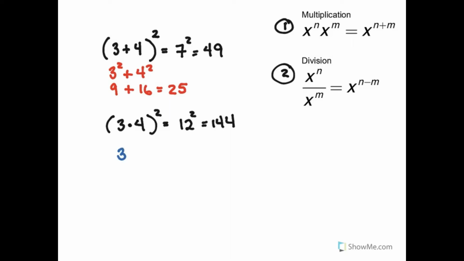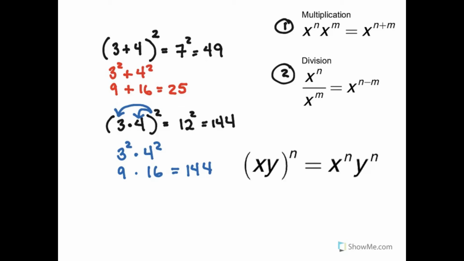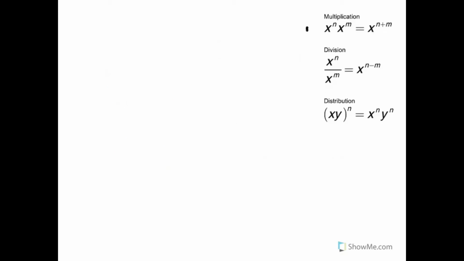And 3 squared times 4 squared is 9 times 16, and that's also 144. Exponents outside the parentheses do distribute over multiplication. We can write this property as the product of x and y to the n power is equal to the product of x to the n power times y to the n power. Well, now we have three properties that we've discovered. Let's work on another one.